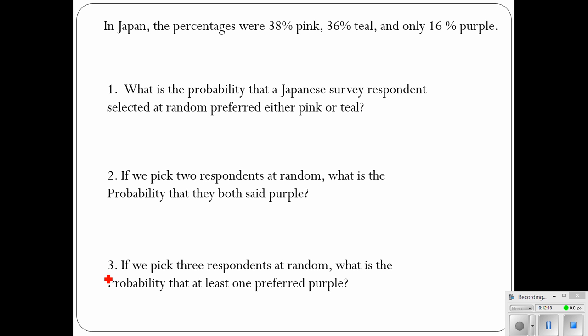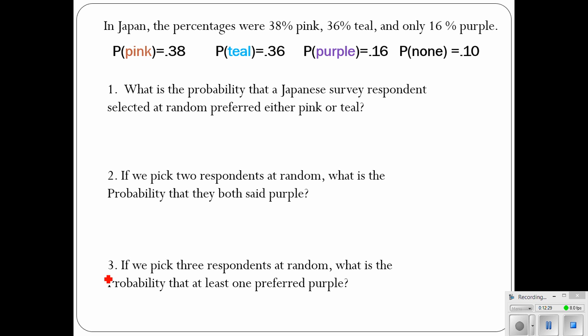So in Japan, the percentages were 38%, 36%, and 16%. Again, that doesn't add up to 100. I think that only adds up to 90. Yep. And so the probability of none is 10%. So let's say that we're looking at the Japanese survey. What's the probability they preferred pink or teal? You should be thinking addition. So pink or teal: pink plus teal would be 0.38 plus 0.36, 0.74.